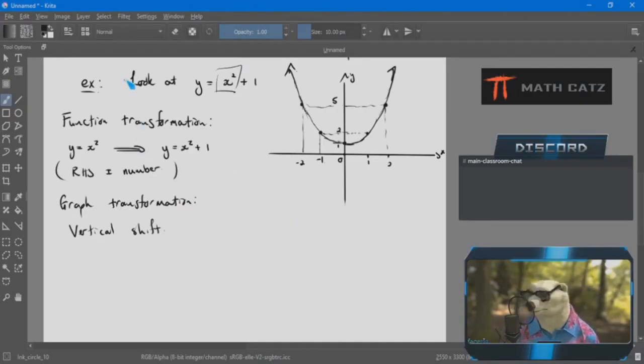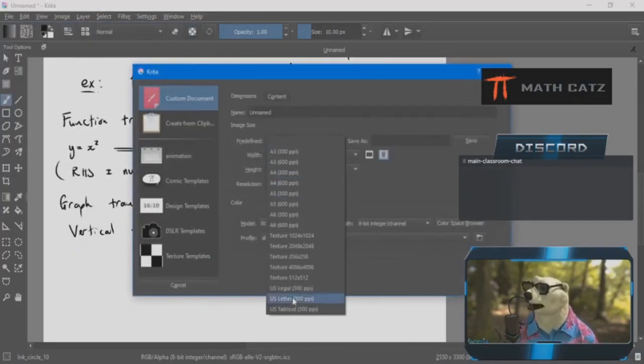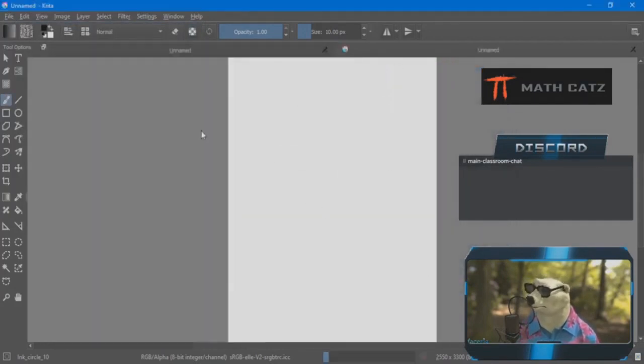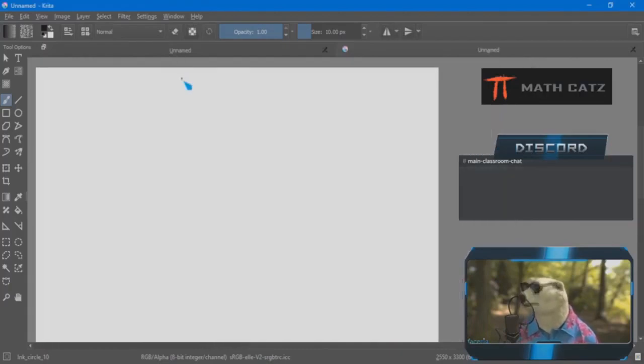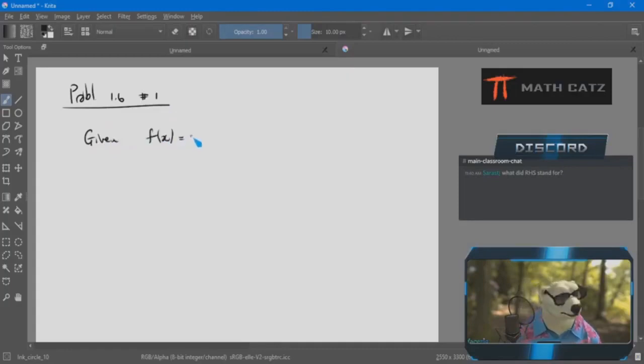So if we do a problem, let me make a new page here. I'll look at Problem 1.6, number 1, where I am given f of x equals x squared plus 2.